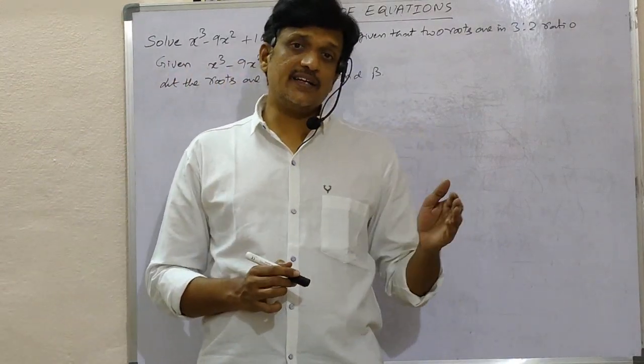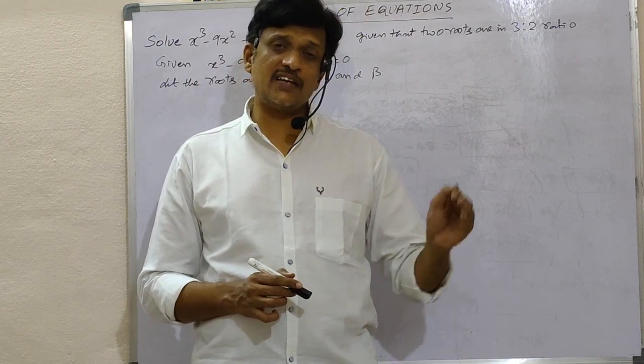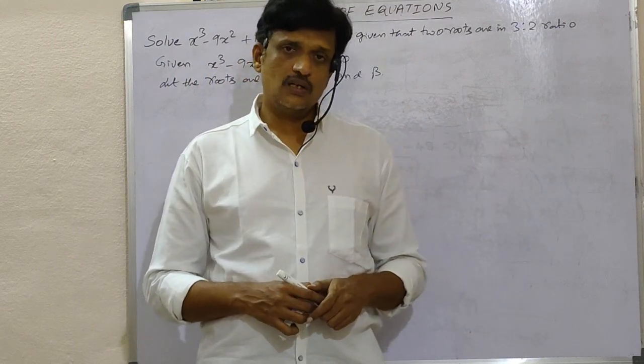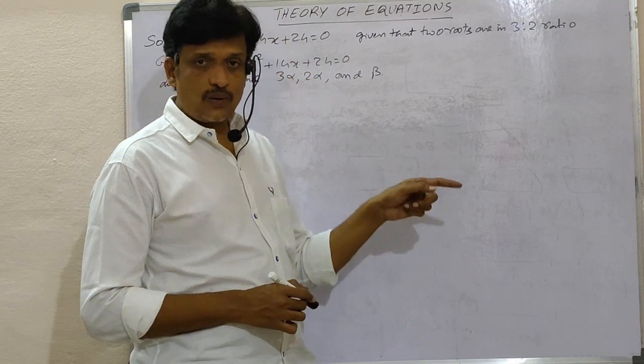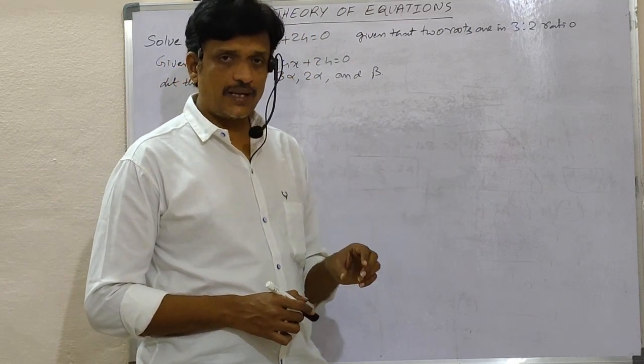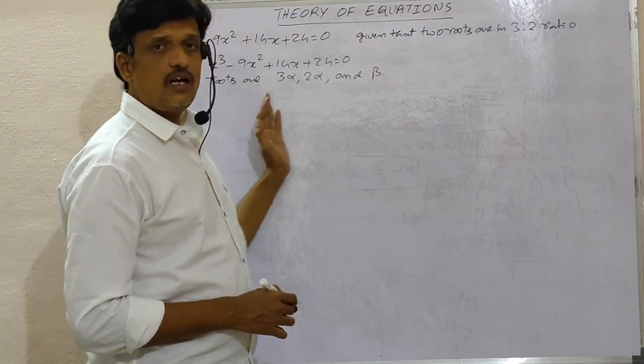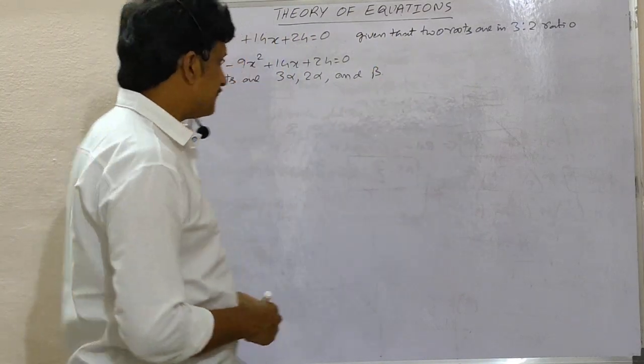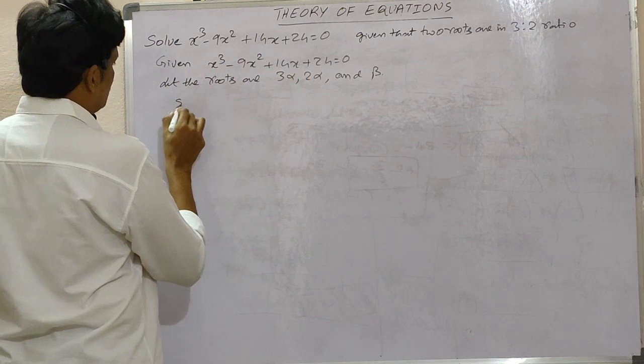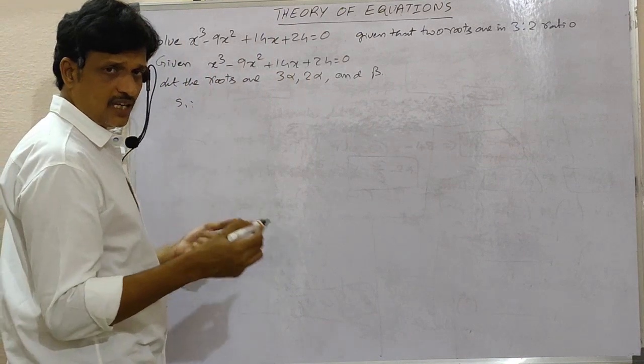Since the two roots were equal in the previous case, alpha, alpha, beta were the roots. But here they are not equal, which means they are not in the ratio 1:1. They are in the ratio 3:2. So let the roots be 3 alpha, 2 alpha, and beta. Now write S1. The remaining calculation is similar to the last one.